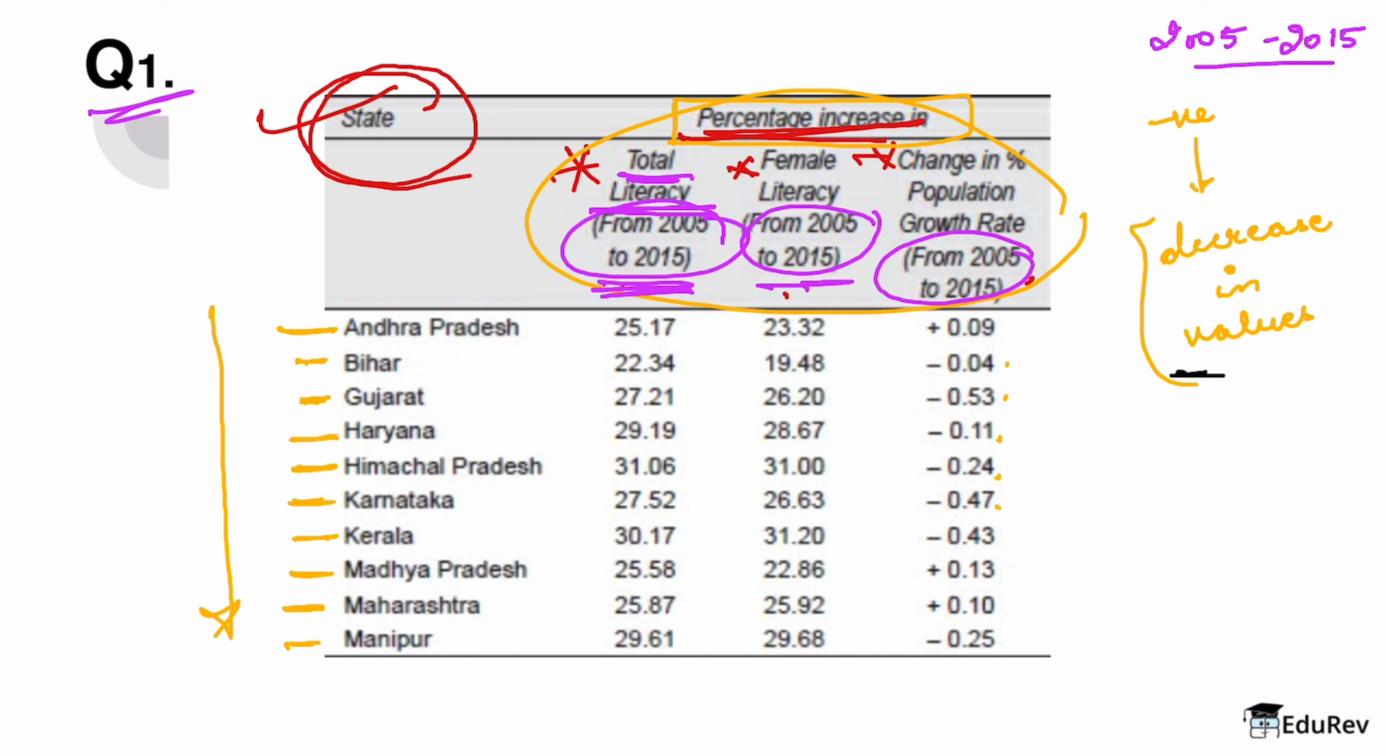Now, what is happening here? This column is for total literacy rate. Then this is for your female literacy. And change in percentage population growth rate. So this is for change in population, which is your percentage population growth rate. So this is your growth rate. Whenever there is a negative, that means the growth rate is negative, which means that it is basically decreasing.